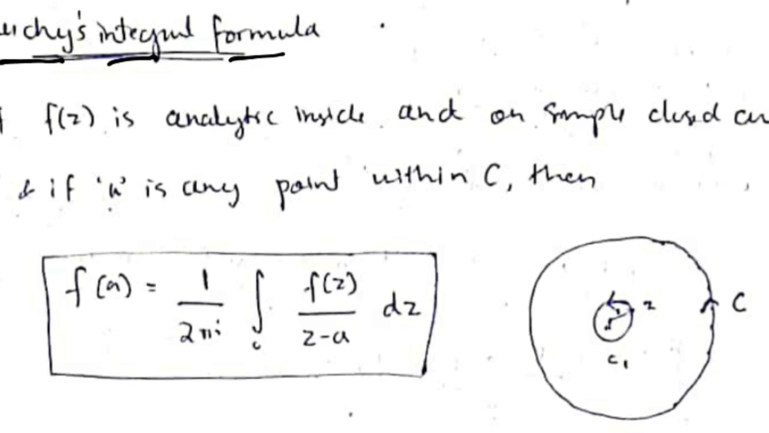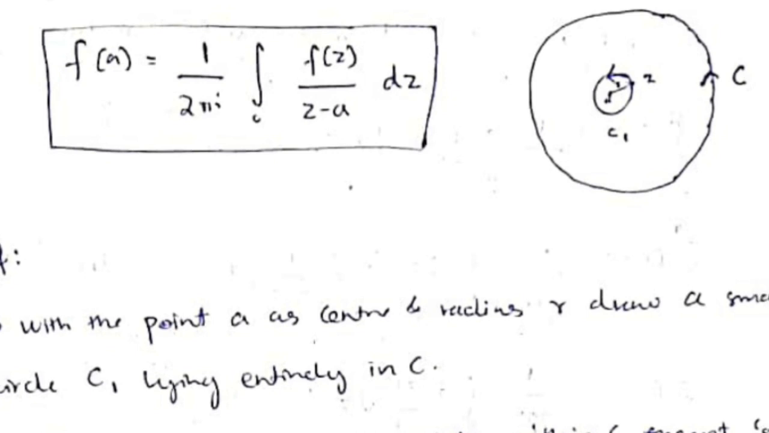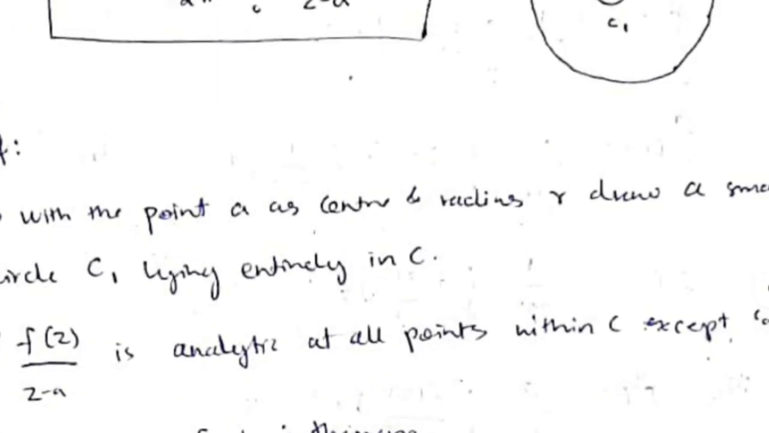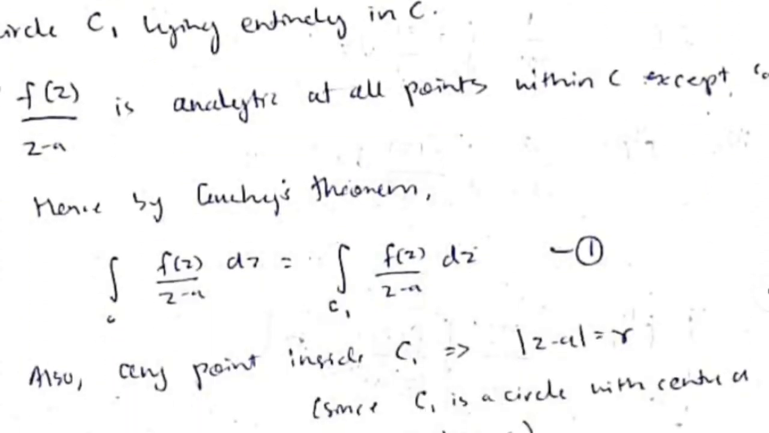In this proof we have to prove the following formula, and for that we will be writing some theoretical points. With the point A we will draw two circles, okay, and in the first one we will have point A as the center and the radius r. First one is C1, the smaller circle, and the second one is C. And then we will also mention the fact that f of z is analytic at all points except A, okay. If it's given z minus A, that means it's analytic at all points except A. Therefore by Cauchy's theorem, the formula is applicable for both the circles C and C1.